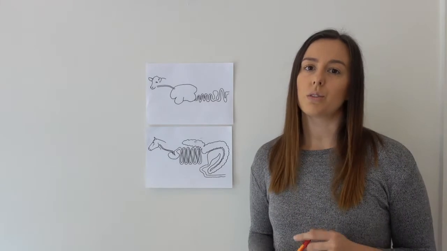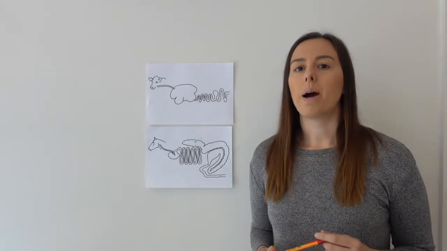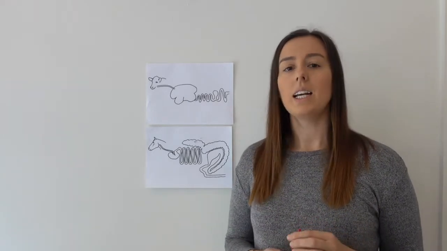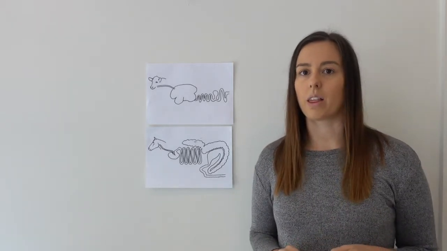Another disadvantage of foregut fermenters is the large quantity of byproduct methane gas, which needs to be constantly eructated, and if it isn't, this has considerable implications for the animal.